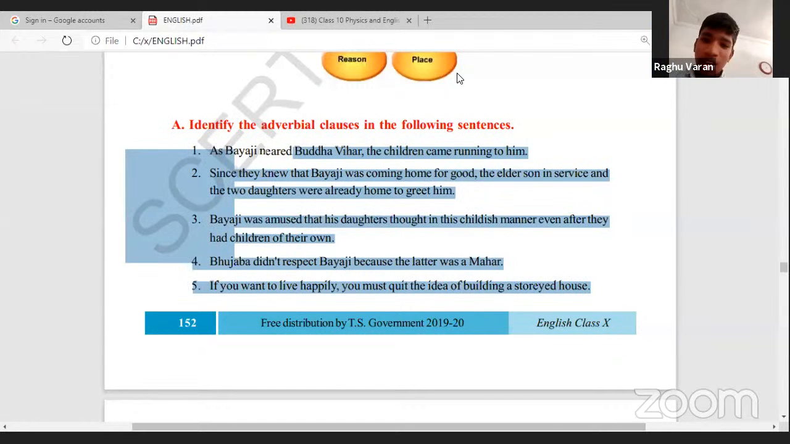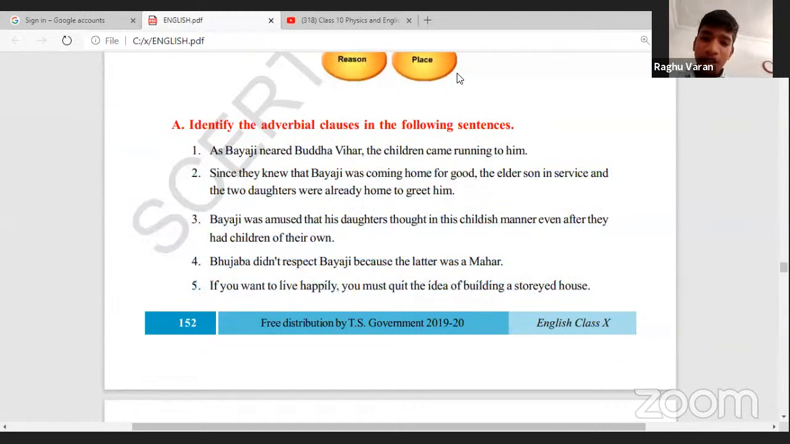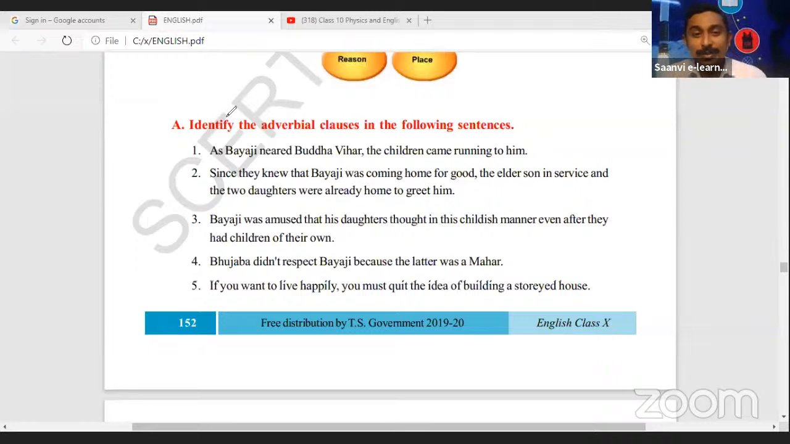As Bayaji neared Buddha Vihar, the children came running to him. What type of adverbial clause is this? As Bayaji neared the Buddha Vihar. Yes. What is the adverbial clause? Okay, you're telling correct. Please carry on. Yes, you have told correctly. I am very happy. As Bayaji neared Buddha Vihar, this is the adverbial clause.